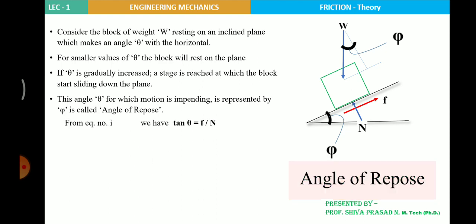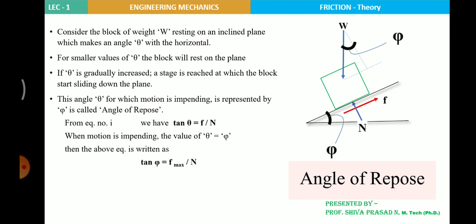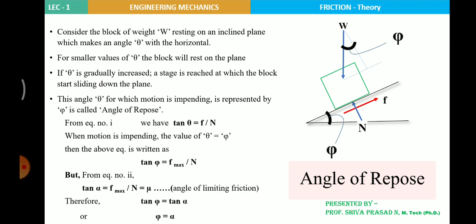So from the previous equation, tan theta is equal to F by N. When the motion is impending, the value of theta we are replacing by the angle of repose phi. Then the above equation can be written as tan phi is equal to F max by N, and from the previous equation we have tan alpha equal to F max by N, that is equal to mu, the angle of limiting friction. So therefore tan phi is equal to tan alpha, or phi is equal to alpha. So the inference here is that the angle of repose is nothing but the angle of limiting friction.